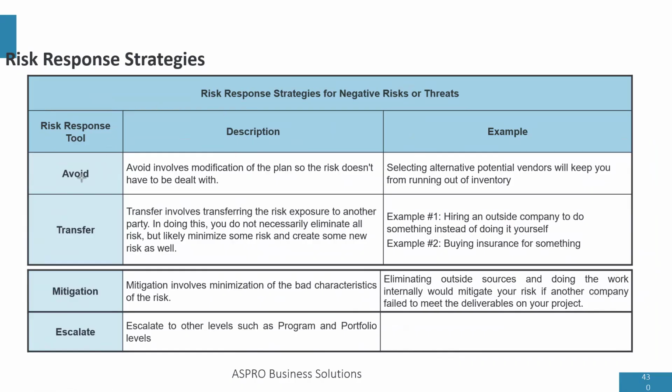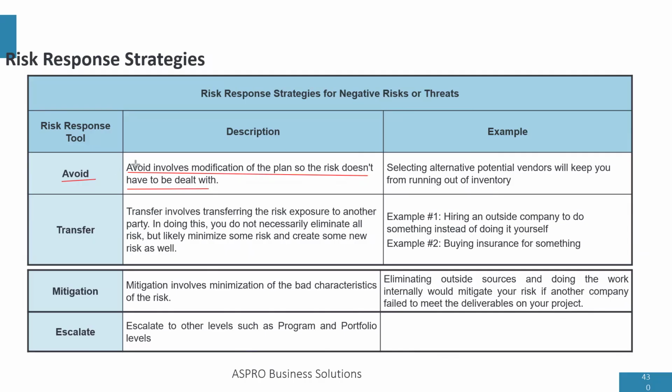We have avoid. Avoid involves modifying the plan so that the risk doesn't have to be dealt with. Avoid means modifying your plan. So let's say you're taking a trip, then you get news that there's traffic on a particular route. Avoid means you change your plan so that you don't even face the traffic. So it avoids the risk from the planning level.